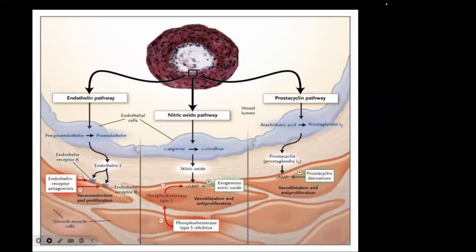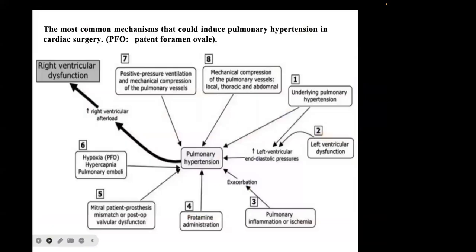Nitric oxide pathway: L-arginine and L-citrulline, nitric oxide. Here the phosphodiesterase 5 inhibitors act on phosphodiesterase type 5 and cGMP, and then exogenous nitric oxide gives vasodilatation and antiproliferative effects. Prostacyclin pathway: arachidonic acid to prostaglandin I2, then cAMP, prostacyclin derivatives, vasodilatation and antiproliferative effects.